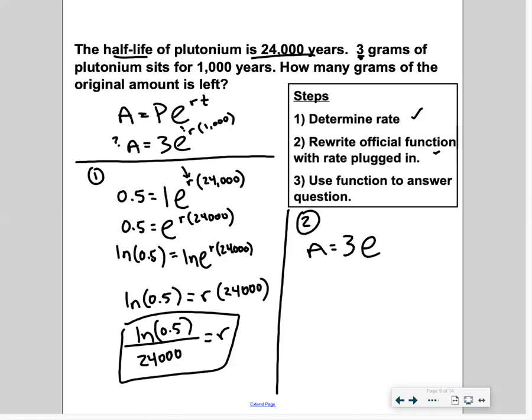Is 3e to the, now I have R. So this is going to be, my R is natural log 0.5 over 24,000 times T. It sits for what, 1,000 years? So it looks like 1,000 is going to be my T. Now this is something you would do obviously in your calculator, right? I would probably plug this in first and then take e to the previous answer, then times 3, and then get your final answer.